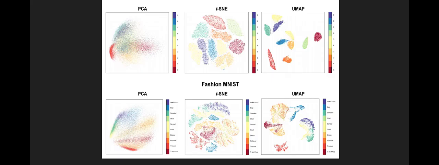Locality-sensitive hashing, LSH. LSH is a technique for approximating nearest neighbor search in high-dimensional spaces. It uses hash functions to map similar data points to the same buckets, allowing for efficient search of approximate nearest neighbors. This is useful for very large datasets where exact nearest neighbor search is computationally infeasible.